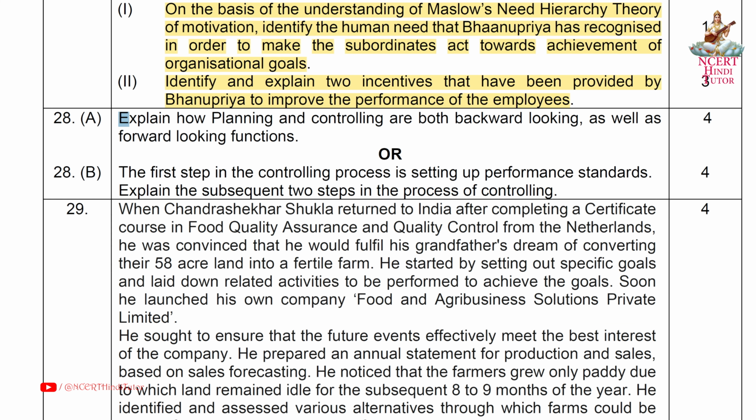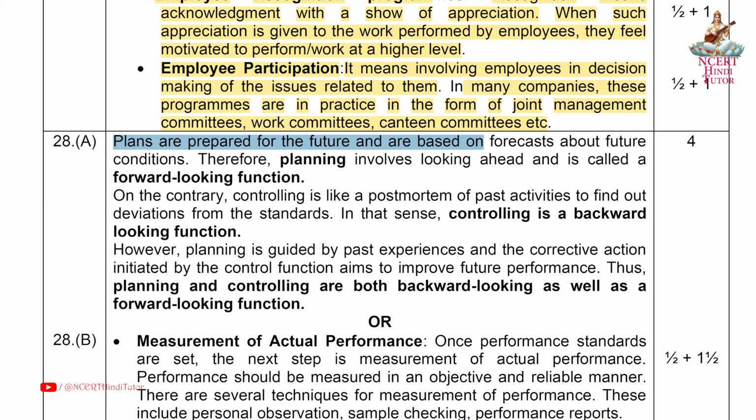Question 28a. Explain how planning and controlling are both backward looking as well as forward looking functions. Answer: plans are prepared for the future and are based on forecasts about future conditions. Therefore, planning involves looking ahead and is called a forward looking function. On the contrary, controlling is like a post mortem of past activities to find out deviations from the standards. In that sense, controlling is a backward looking function. However, planning is guided by past experiences and the corrective action initiated by the control function aims to improve future performance. Thus, planning and controlling are both backward looking as well as a forward looking function.